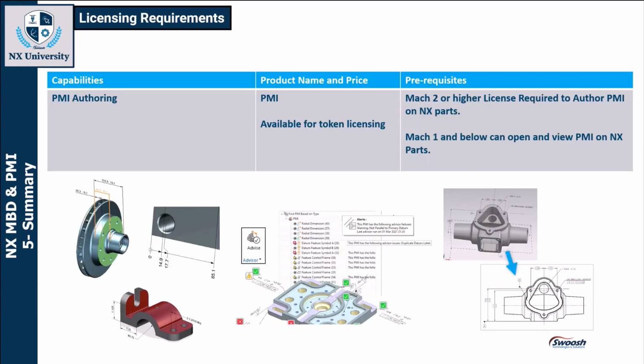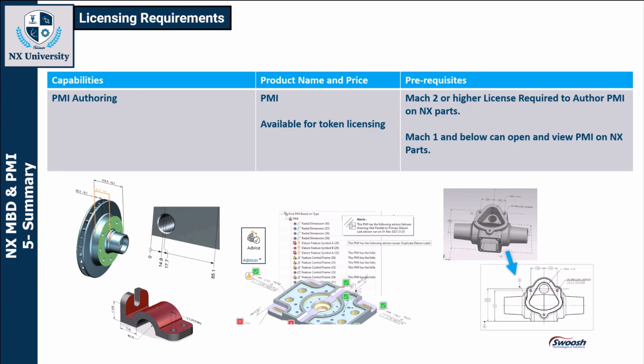Licensing requirements for the model-based definition and PMI application on your parts. The capability is PMI authoring. The product name is PMI, and it is available for token licensing as well. I believe this takes 18 tokens to author the PMI on your parts. You do have to have PMI authoring capabilities on your licensing. So PMI can be applied to a part.